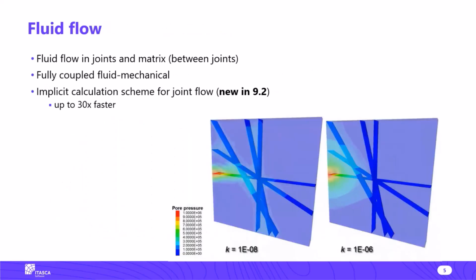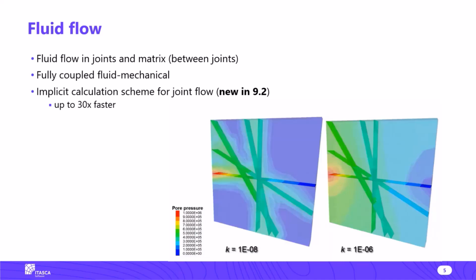The second feature is fluid flow. So once you have a model with some joints in it, you can simulate fluid flow along the joints, and you can also simulate fluid flow between the joints. It's fully coupled, so meaning that the pore pressures can potentially cause the blocks to move, and the moving blocks can potentially cause changes in aperture, which changes the rate of flow in the joints. So you have this two-way fluid mechanical coupling.